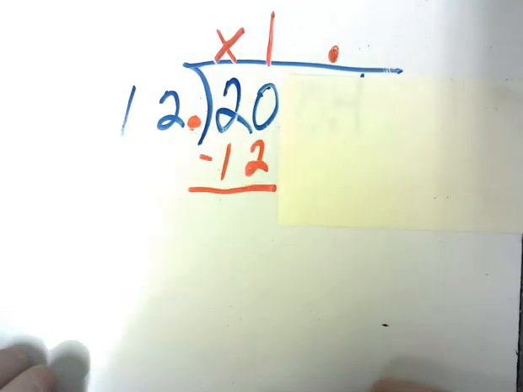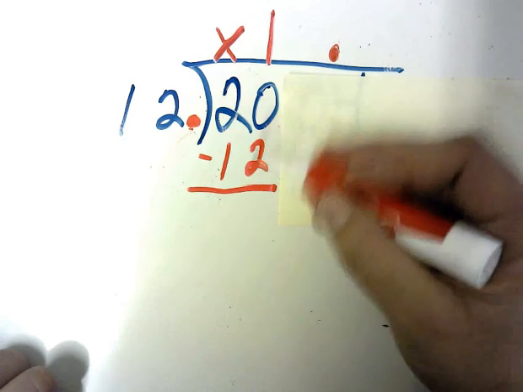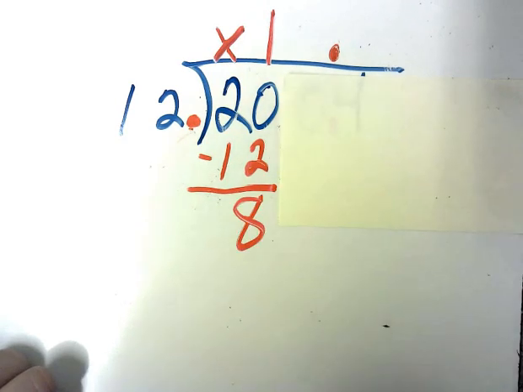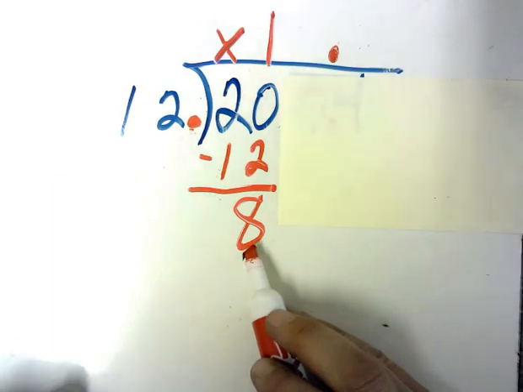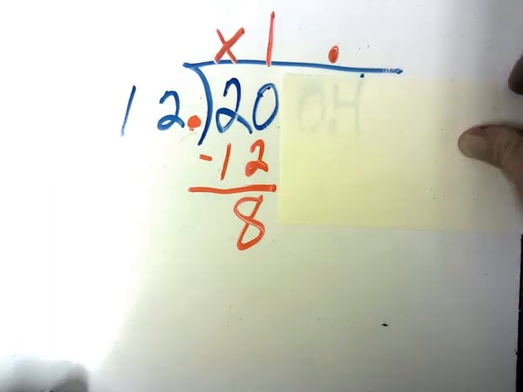I'm going to check that. Is 8 less than 12? Yes, it is, so I'm good to go. I'm going to uncover another number, and there it is, 0. I'm going to bring it down. Now my new dividend is 80.